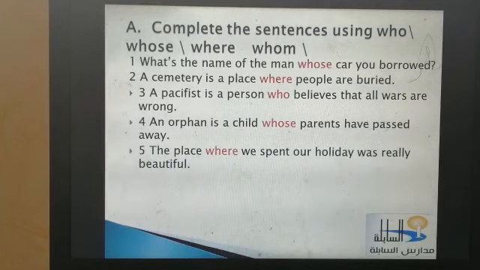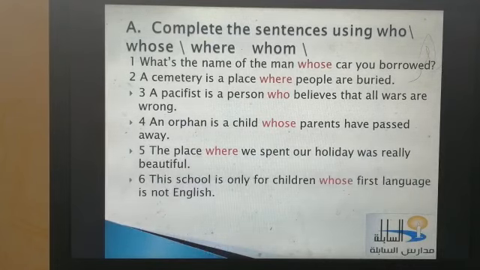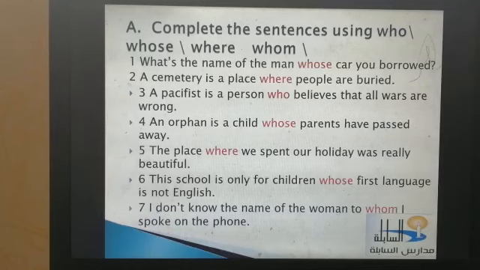The place where we spent our holiday was really beautiful. So here we are talking about a place. We used where. This school is only for children whose first language is not English. I don't know the name of the woman to whom I spoke on the phone. So here we used whom, and we use it for a person which is an object.